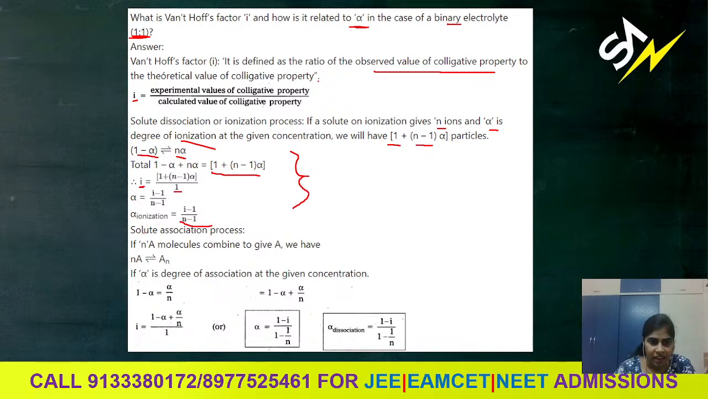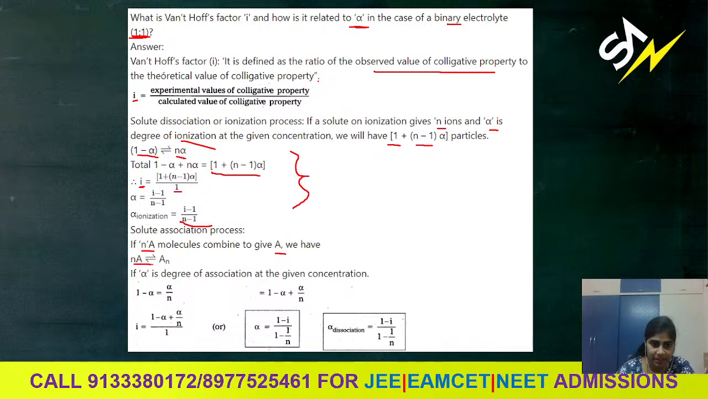And next, for solute association, it means the reverse of this process, we can also calculate the value with the help of this Van 't Hoff's factor. That is, if there are n moles of A molecules, they combine to give A.